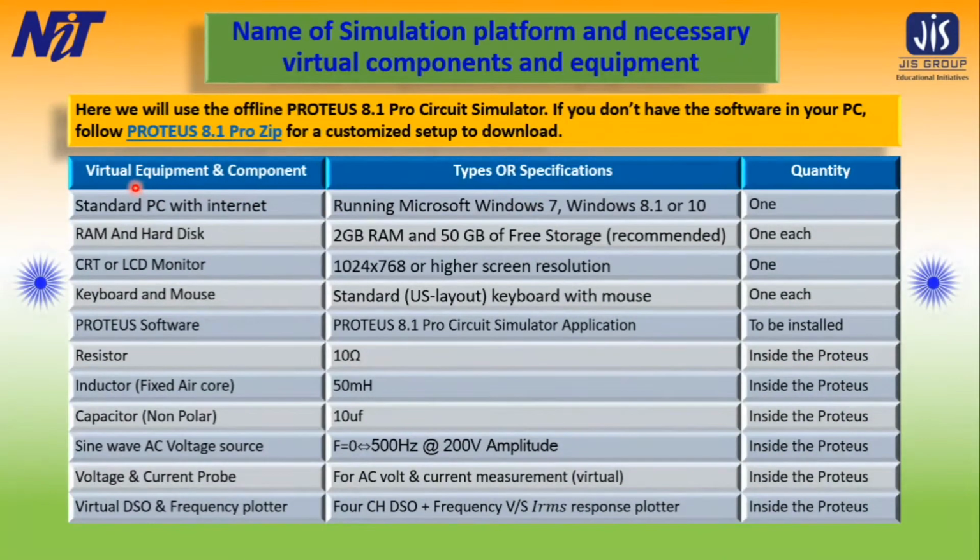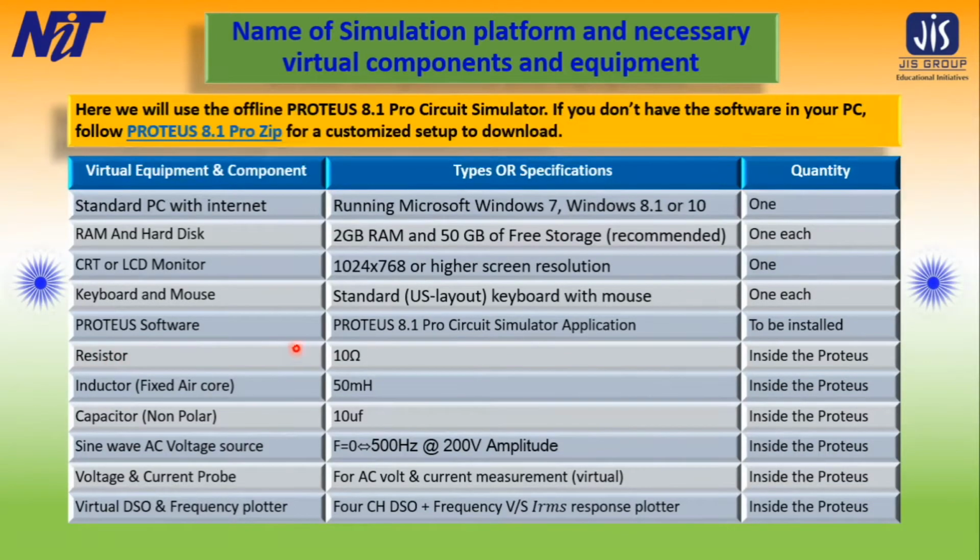Also you will need this virtual equipment and components with a standard PC with Windows 7, Windows 8 or Windows 10 operating system, minimum 2 GB RAM and 50 GB of free hard disk space to install this software, a CRT or LCD monitor with sufficient screen resolution, a standard US layout keyboard and mouse, and the Proteus software, which you will get from this link.